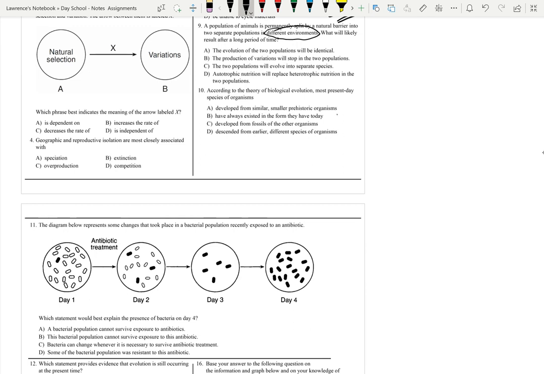C. Developed from fossils. So those dead bones in the ground cause living organisms to evolve from them. Dead bones? No. D. Descended from earlier different species. Oh my god, yeah.